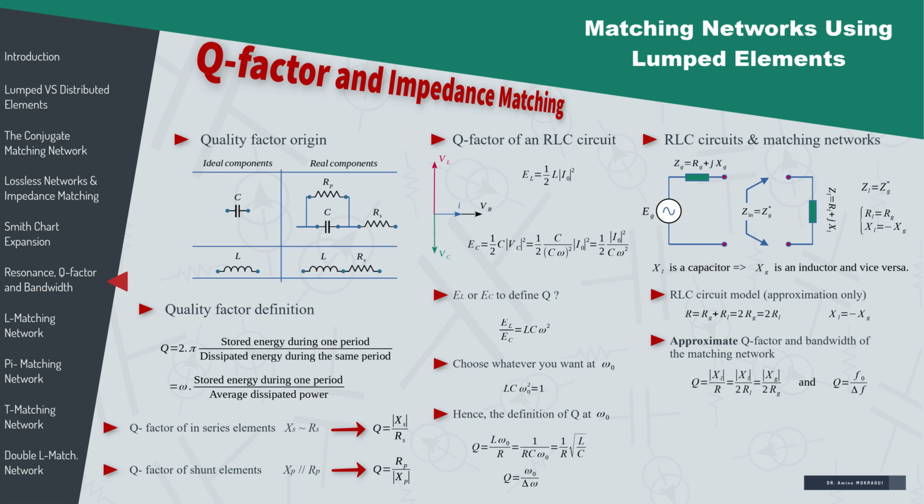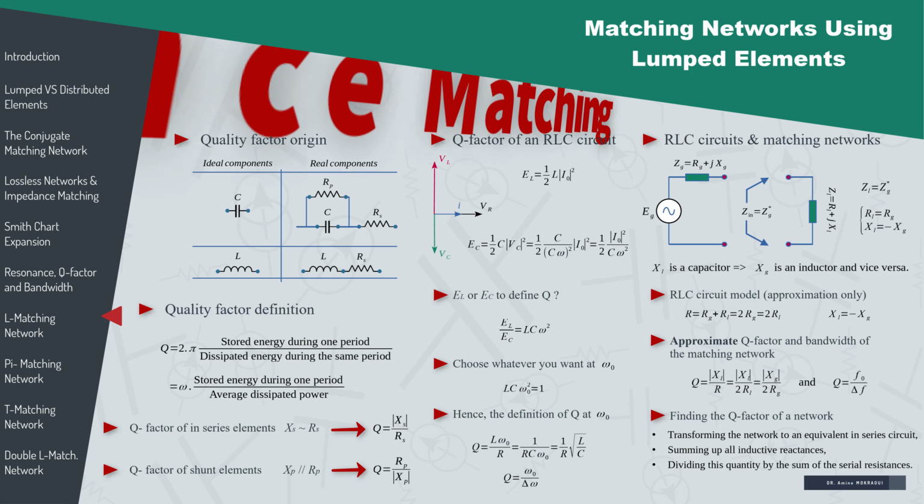The steps involved in the Q factor's determination comprise transforming the network to an equivalent in-series circuit, summing up all inductive reactances, and dividing this quantity by the sum of the serial resistances. Note that transforming any network to an equivalent series circuit is only valid at a specific frequency. Comparing any network to an RLC series circuit is thus only valid at resonance frequency. Therefore, the Q factor is only meant to give a rough evaluation of matching bandwidth.